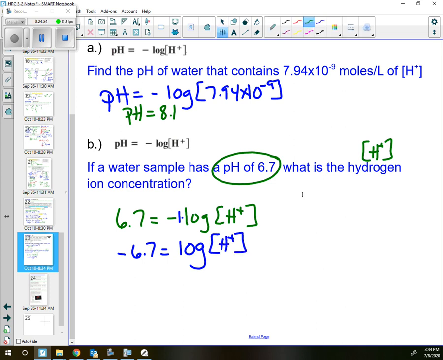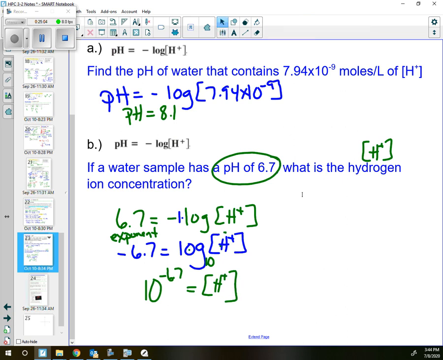Now remember what logs are. They're exponents. So this negative 6.7 is the exponent. For a lot of people, this is a base 10 log. The easiest thing to do now is think of this in exponential form. So log base 10 of the hydrogen concentration, that's your argument, is equal to negative 6.7. This is the exponent that you're raising the 10 to. So 10 to the negative 6.7 would be equal to that hydrogen concentration. Rewrite it as an exponential, and it's much easier to solve.